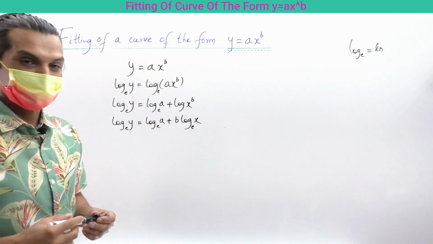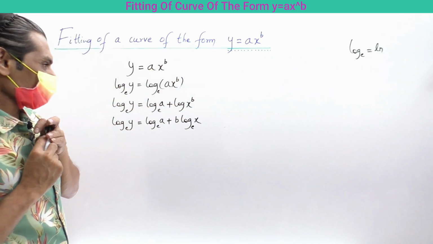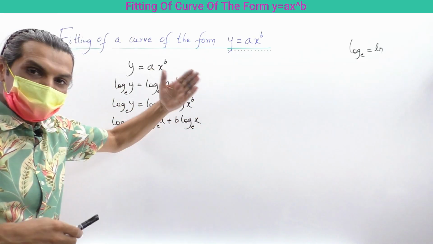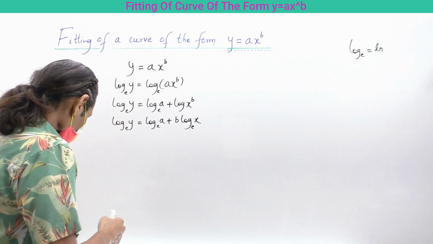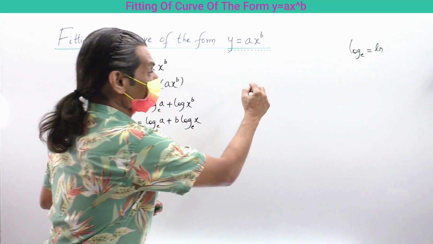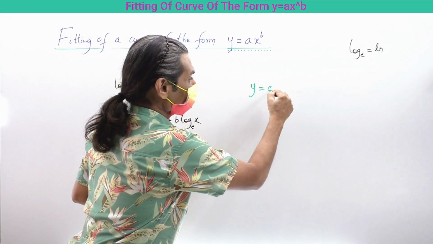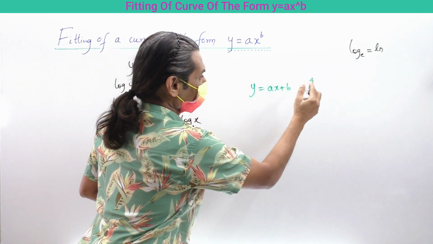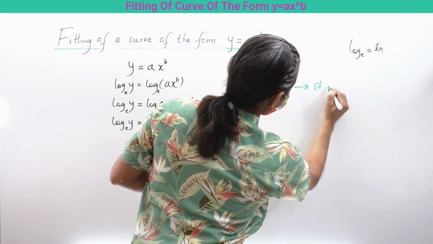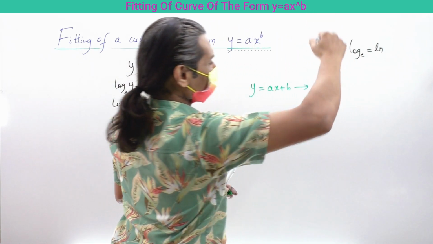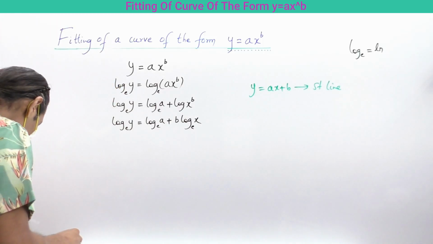Done. Now, the real procedure starts. We need to bring this down to the form y = ax + b. We need to bring it to the form y = ax + b, that is the fitting of basically the straight line. So, how to do that?